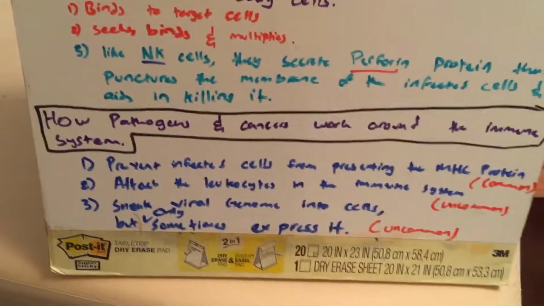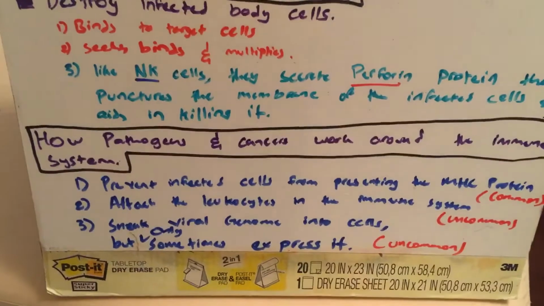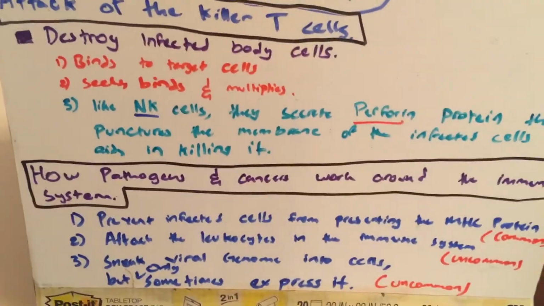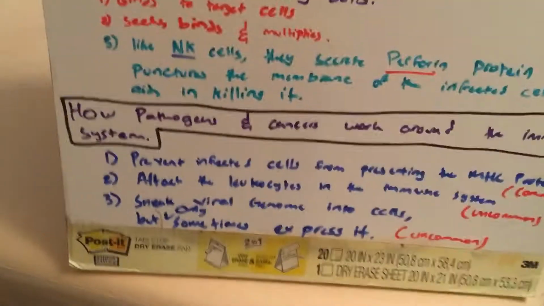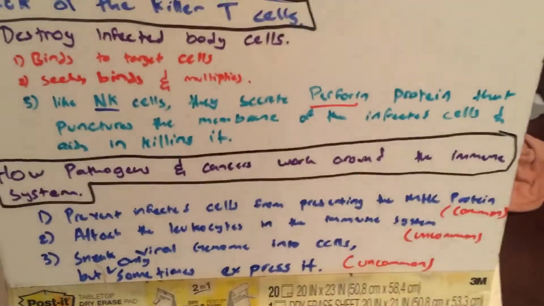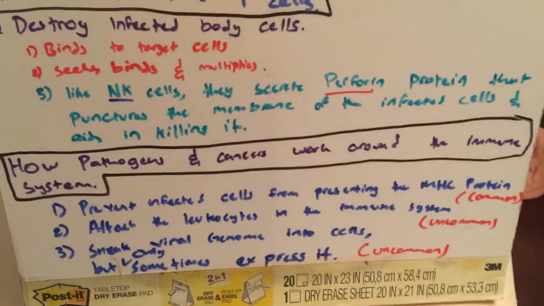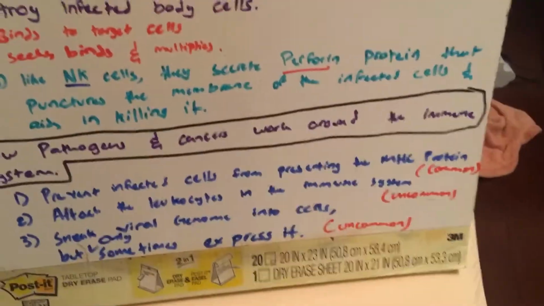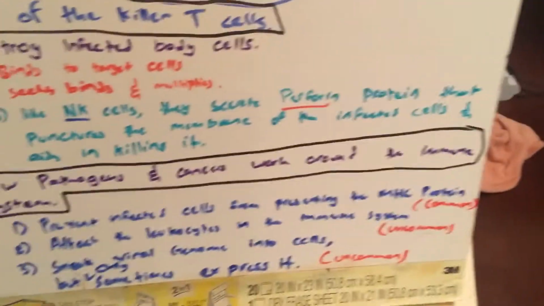Another way is that they just straight up attack the leukocytes, so that they attack the attackers so that they stay safe. And another way is that they sneak viral genome into cells, but only sometimes express it. So the first one is pretty common. The other two are less common.